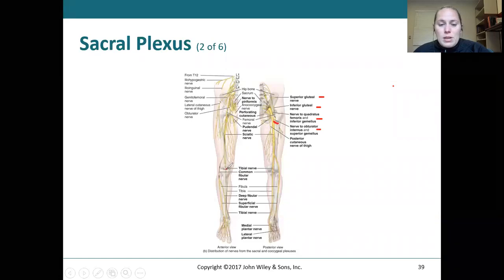But then you can also see down here things like your tibial nerve and your common fibular nerve, important for innervating those regions next to those specific bones. Tibial nerve, your medial plantar nerve, and your lateral plantar nerve, those plantar nerves are going to be important for innervating and mediating motions of the foot.